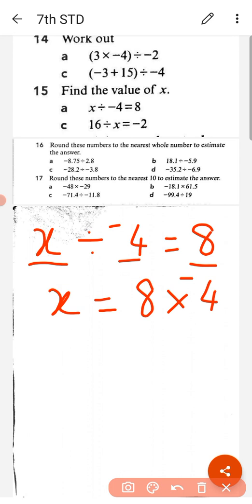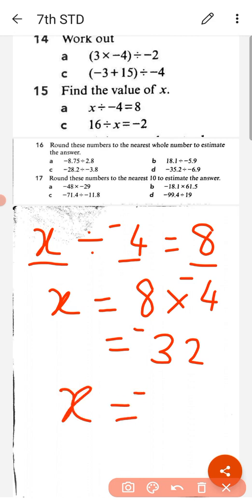Multiply the quotient by the divisor. So 8 4s are 32. Positive into negative, negative. So the value of x is negative 32.